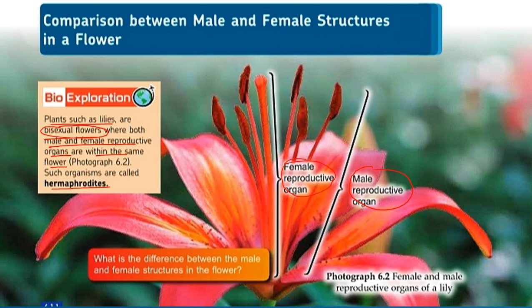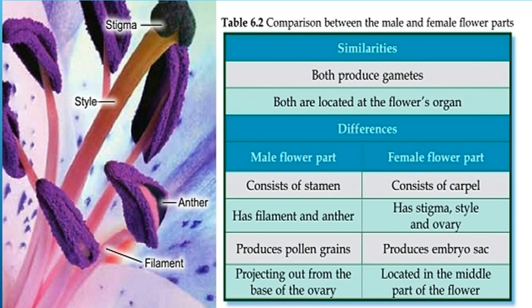So what is the difference between the male and female structures in a flower? Here, this is the style, this is the stigma, this is the anther, and also the filament. We want to compare male and female flower parts. Similarities: both produce gametes, and both are located in the flower.